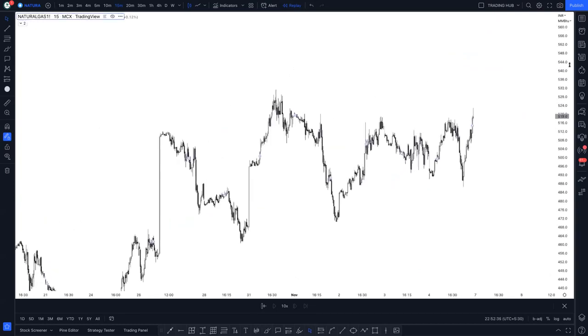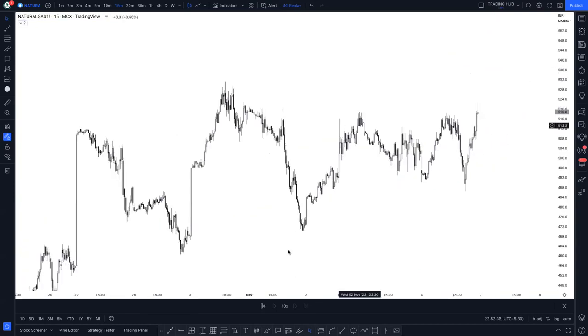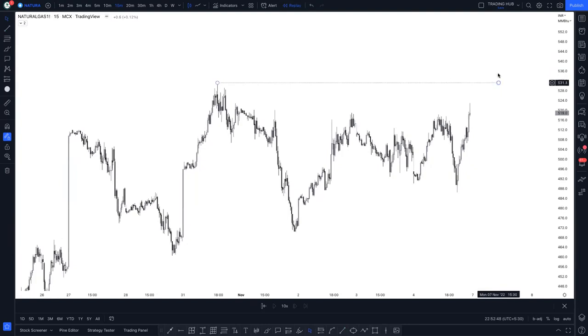Okay, so right now the market is in a range, right? And if the market sweeps the major high, which is here, then definitely you can sell here. This one. If the market sweeps this high, then you can sell.